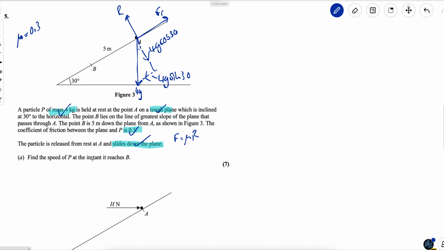Find the speed of P at the instant it reaches B. So if we've got to find the final velocity here, we know the initial velocity is 0, the distance is 5, and we can find acceleration by using F equals ma parallel to the slope. That means we need to find friction. Well, friction is mu times reaction, so we'll need to find reaction, and we can do that because it's equal and opposite to 4g cos 30. So perpendicular to the slope, R equals 4g cos 30.